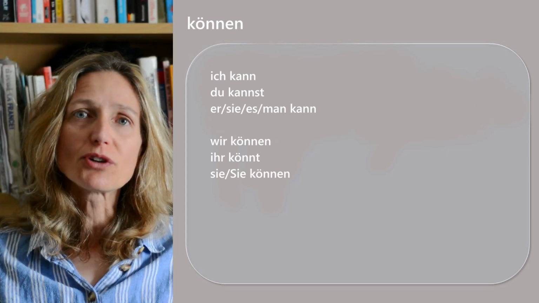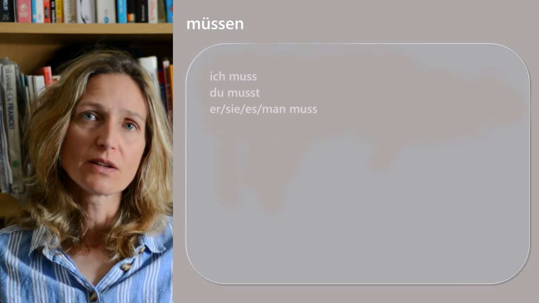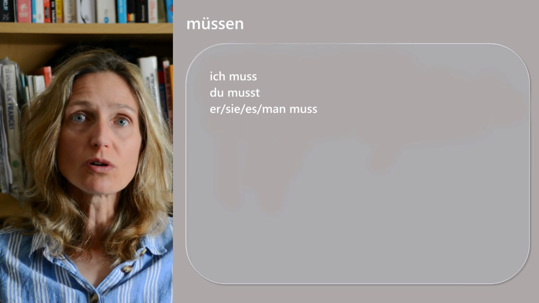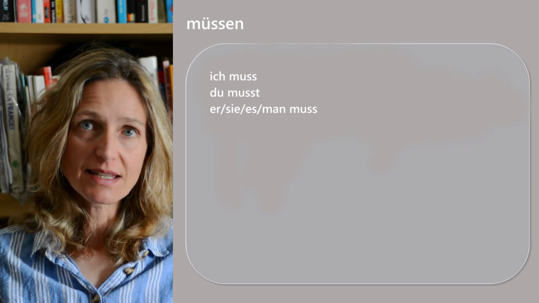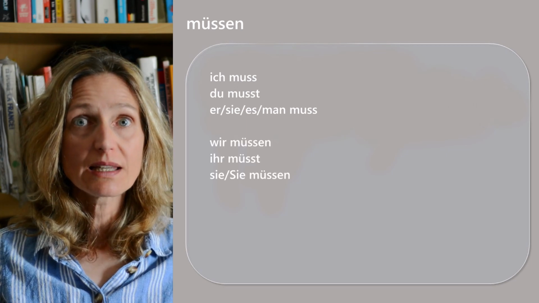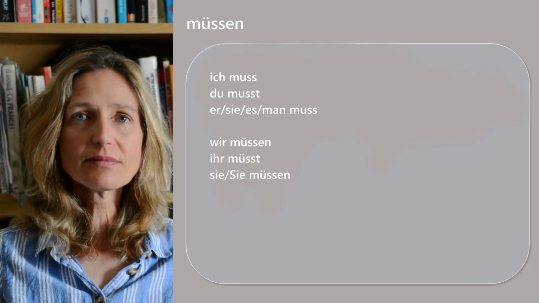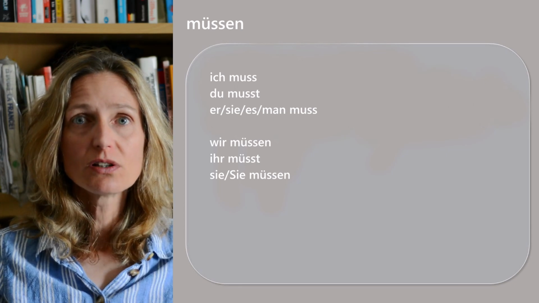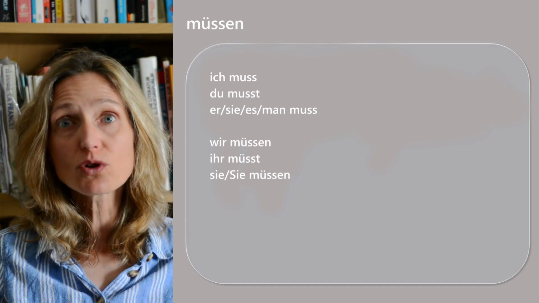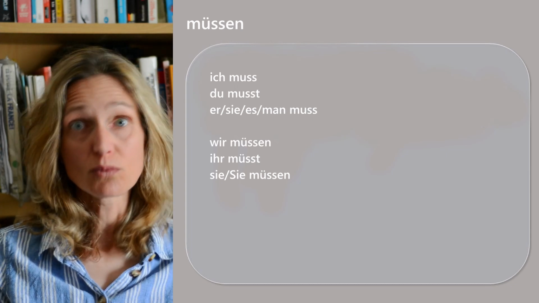The second modal verb that we'll learn is müssen, must or to have to. The conjugations are ich muss, du musst, sie, es, man muss, wir müssen, ihr müsst, sie oder sie müssen. So it's ich muss, du musst, sie, es, man muss, wir müssen, ihr müsst, sie müssen.